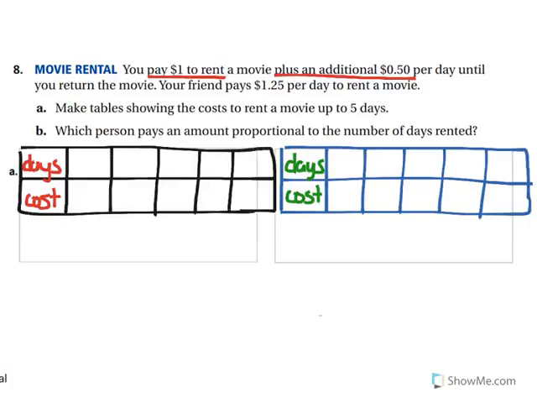So, after one day, let's think about what this cost would be. After one day, you pay $1 plus the 50 cents. So the total cost would be $1.50. After 2 days, we have $1 plus we have to add 50 more cents onto this, so now it's up to $2.